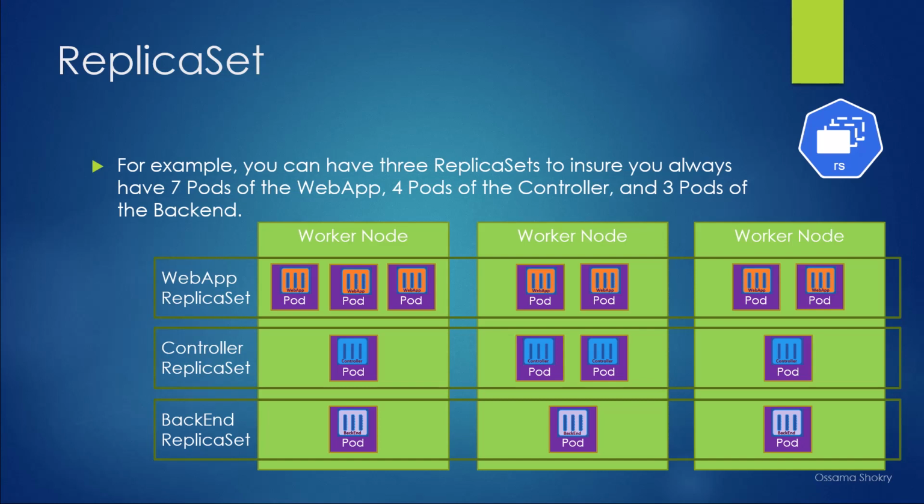If a pod would crash, the respective ReplicaSet will replace it with a new pod. Furthermore, you can scale out or scale in a ReplicaSet as needed. Say you have a higher load expected during a sale event. You can scale out the web app ReplicaSet to 15 pods during the event. Then, after the sale event is over, you can scale it back in to 7 pods.